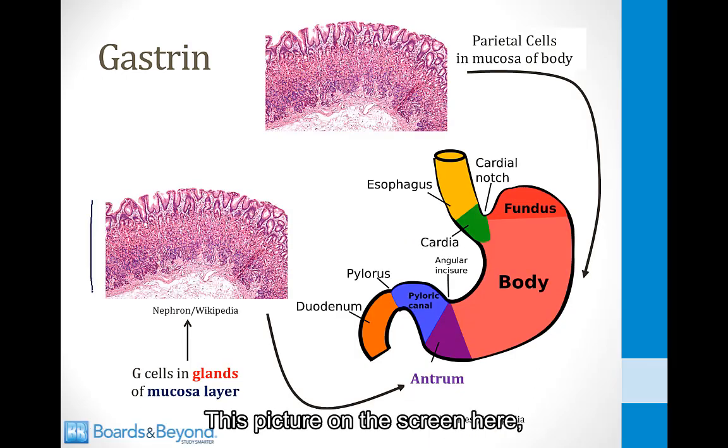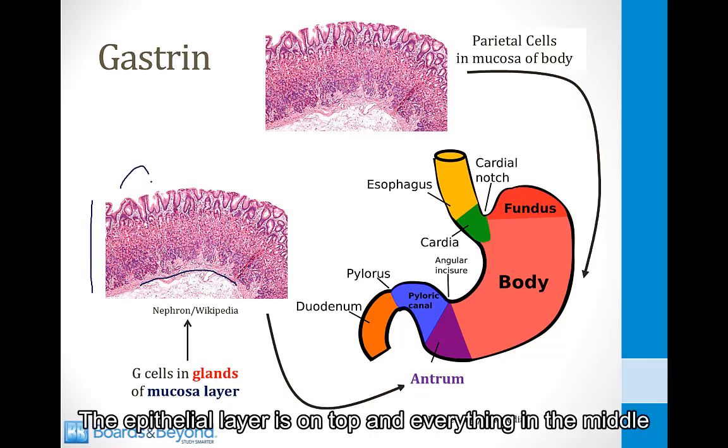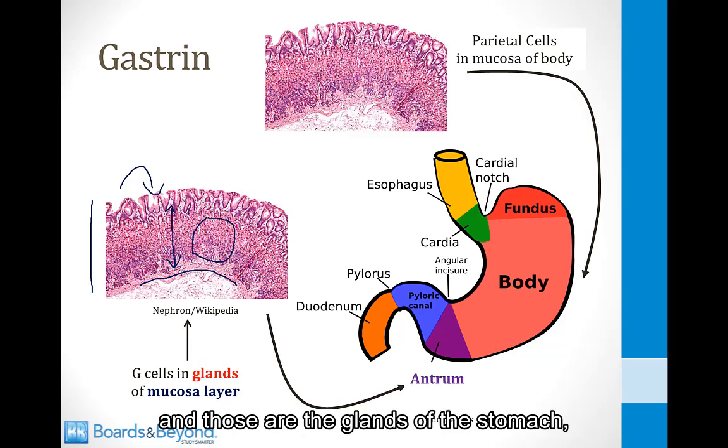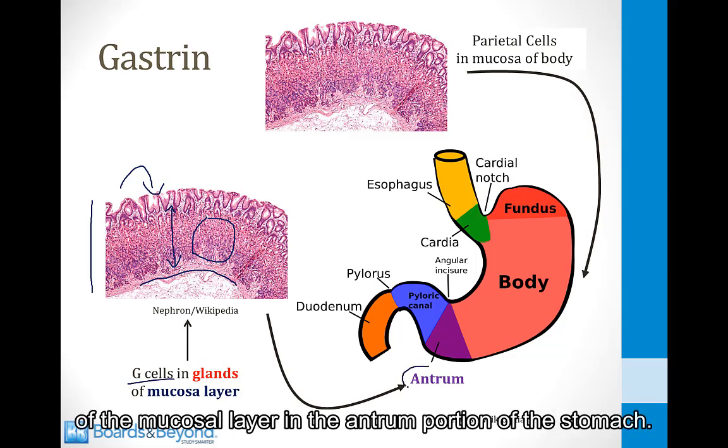This picture on the screen here shows the mucosa of the stomach. This is the muscular layer of the mucosa. The epithelial layer is on top, and everything in the middle is the lamina propria. And within the lamina propria, there are these ducts lined by cells, and those are the glands of the stomach which secrete gastric juice. And you can find the G cells in the glands of the mucosal layer in the antrum portion of the stomach.